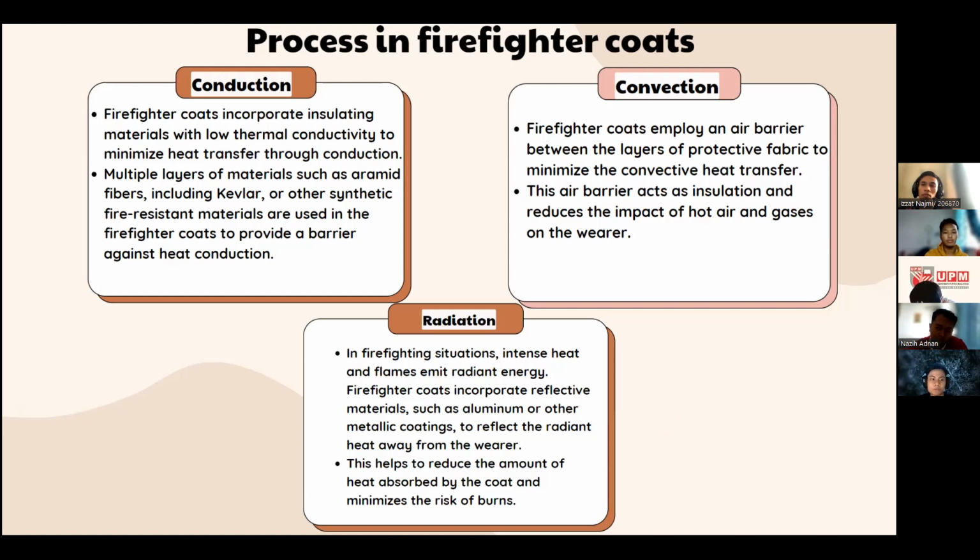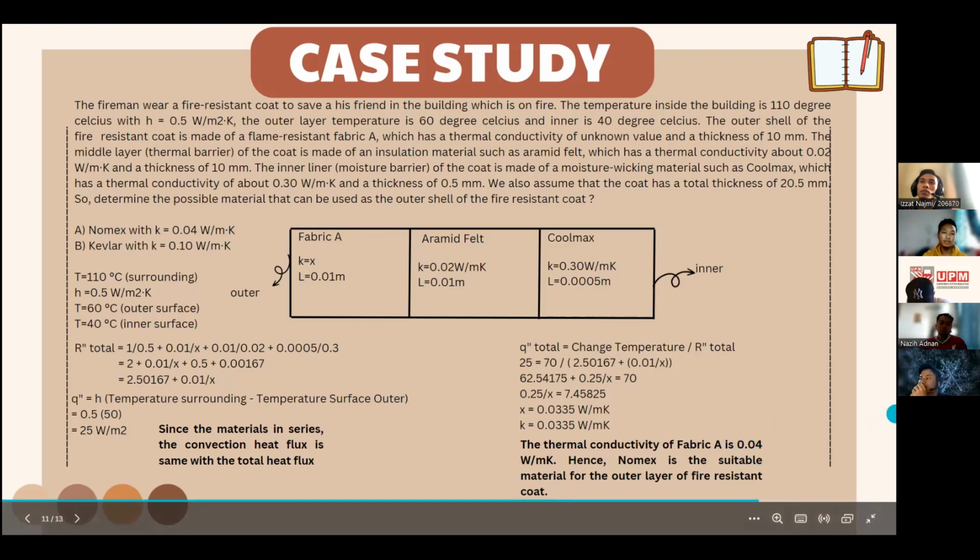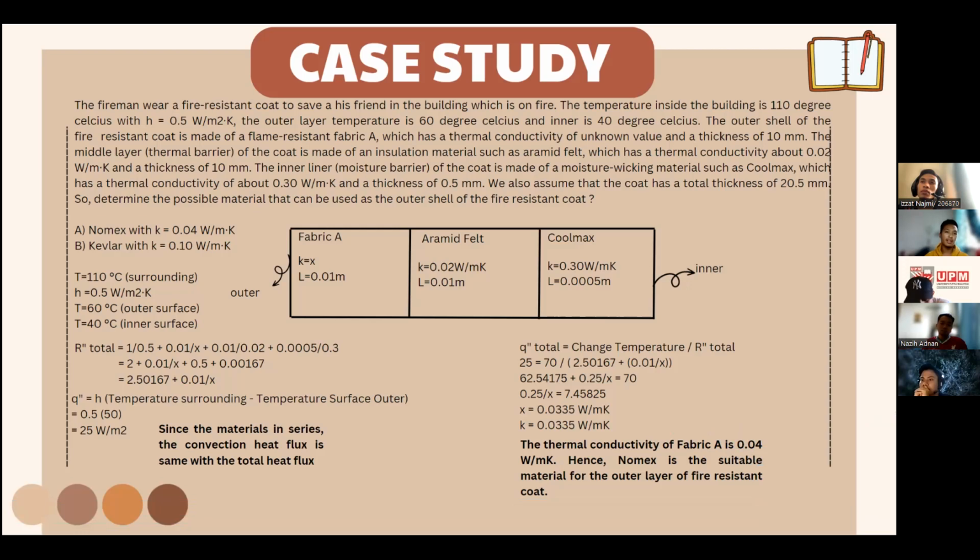Okay, so that's all for me. Thank you, Daniel. Now I will continue with the case study for the firefighter coat. This is the case study that we found. The fireman wears a fire resistant coat to save his friend in a building which is on fire. The temperature inside the building is 110 degrees Celsius with h equal to 0.5 W/m²K. The outer layer temperature is 60 degrees Celsius and the inner is 40 degrees Celsius.